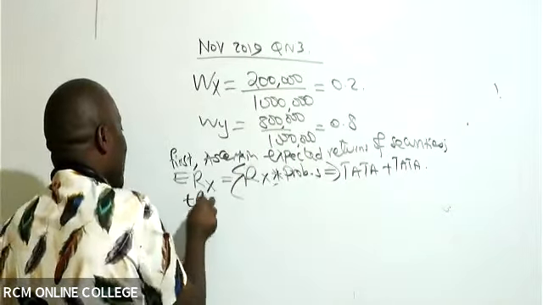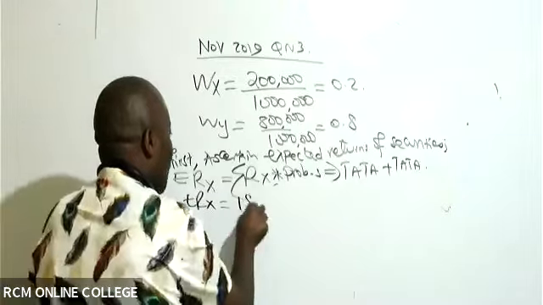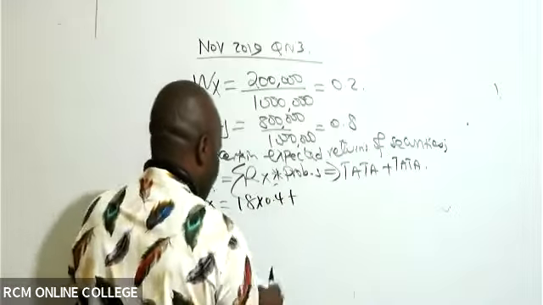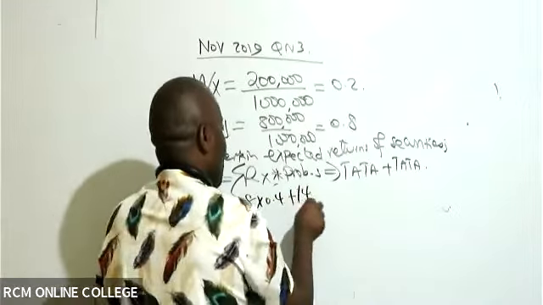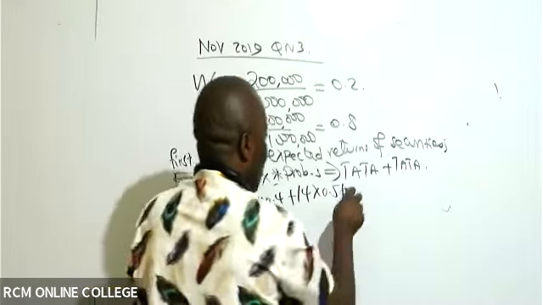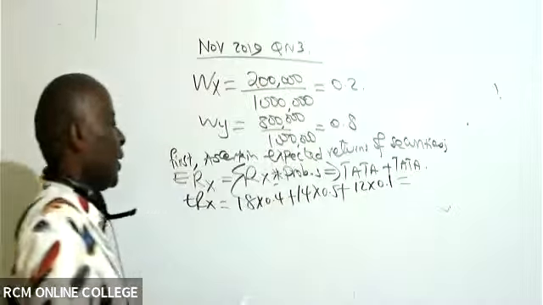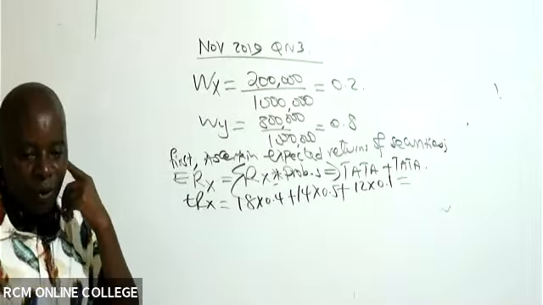To get expected returns of X, I'm using this concept: 18 times 0.4, plus 14 times 0.5, plus 12 times 0.1. Are you able to give me this answer? Expected return of X.